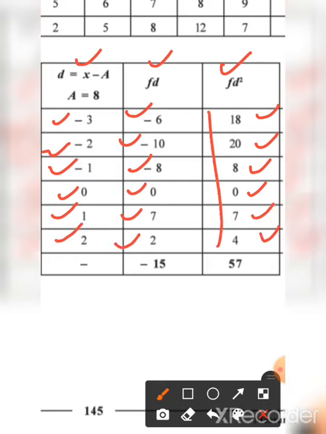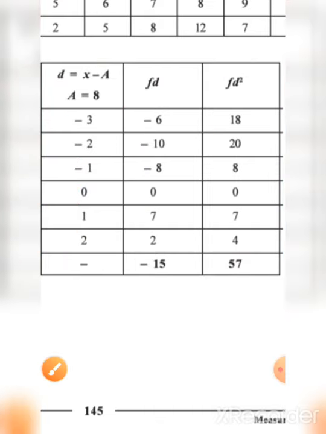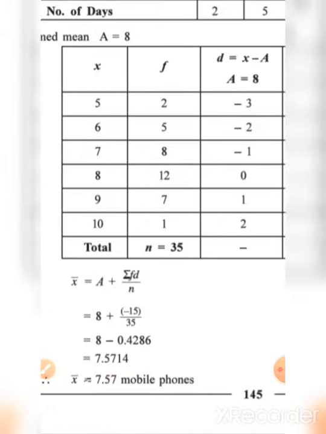Again, you will do the total of it. You are getting 57. So that is your FiDi square. Now we have found out all the columns. Now we can basically find out the mean, standard deviation, and the coefficient of standard deviation.